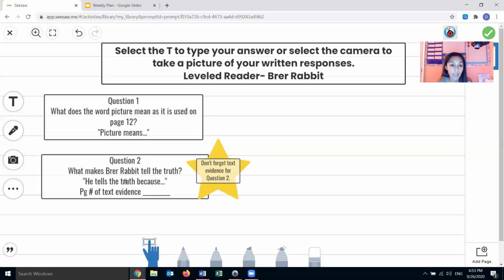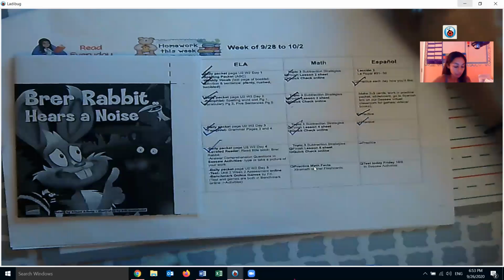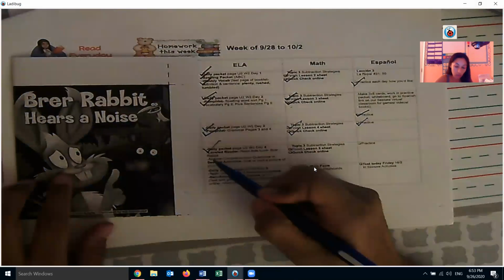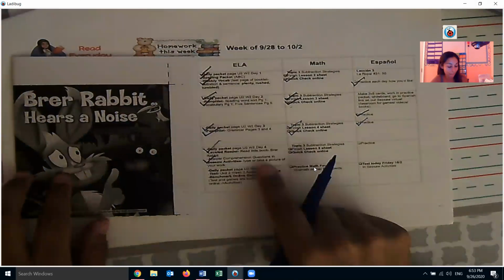It says, what makes Brer Rabbit tell the truth? He tells the truth because, you write down your answer and then also what page number did you find your answer on. So I just wrote a little note here. Don't forget text evidence for question 2. Again, you don't need to do it for 1 because it already tells us what page to look on. So that's the Brer Rabbit story, and you're going to do that in Seesaw activities.